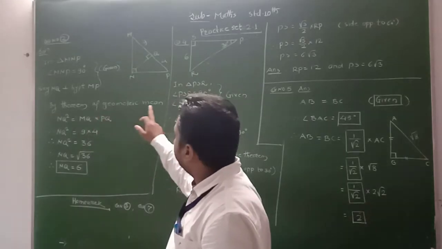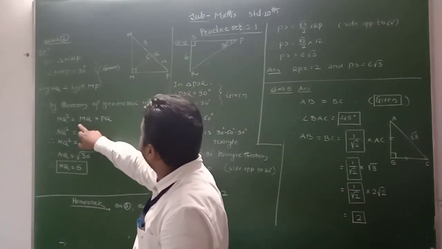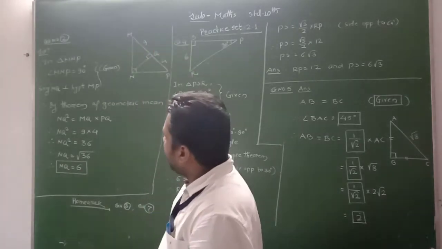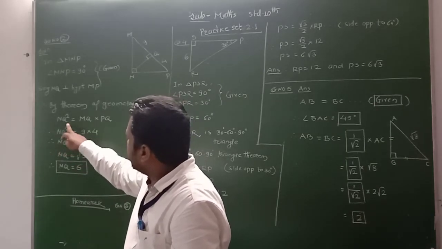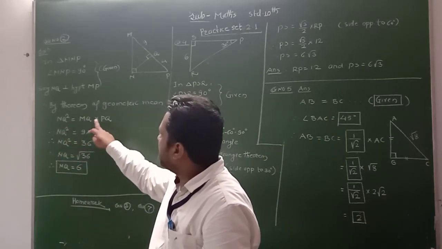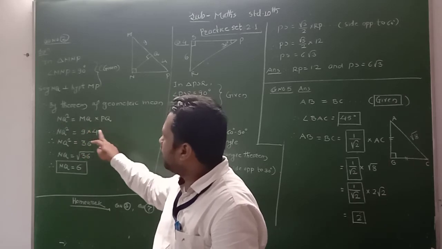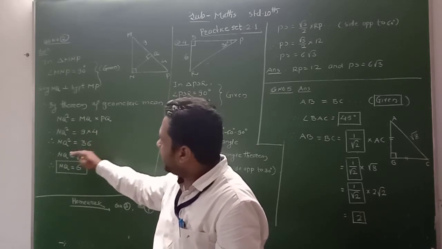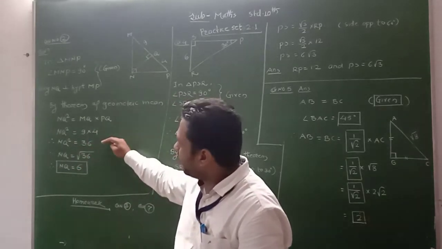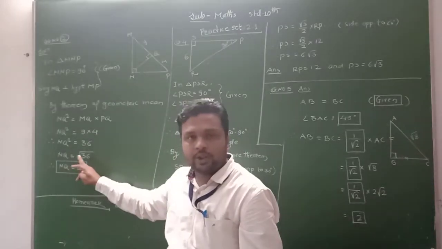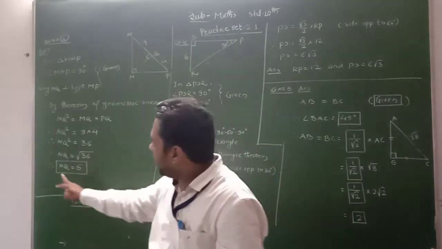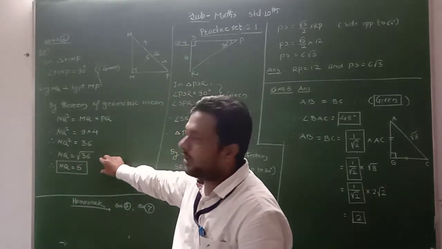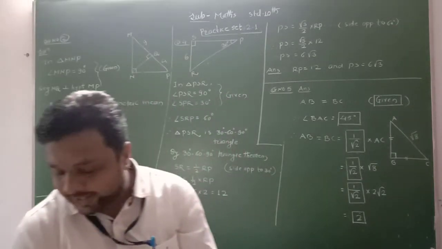By the theorem of geometric mean, NQ square is equal to what? MQ into PQ. Clear? According to this theorem, here we get NQ square is equal to, we put the value of MQ and PQ, that is 9 into 4. Then NQ square is equal to 9 4s are 36. Taking square root on both the sides to find out the value of NQ, NQ is equal to square root 36. Therefore, NQ is equal to what? 6. This is the answer, or this is the value of geometric mean NQ. Clear? Now see the next question.